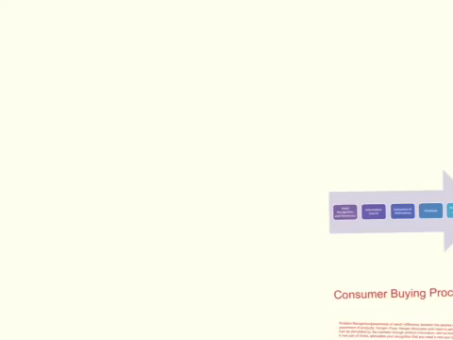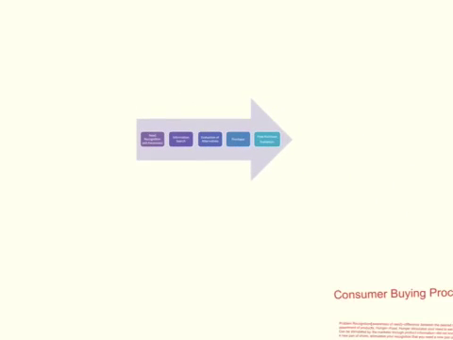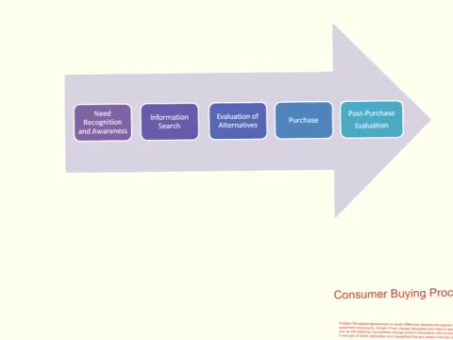Today for part 2, we're going to talk about the consumer buying process. In part 2, let's take a look at the consumer buying process. Let me review again that we already know there are 5 steps. The first step is need recognition and awareness. The next one is information search. The third one is evaluation of alternatives. The fourth one is purchase. And after purchase, the consumer will have the post-purchase evaluation. Okay?